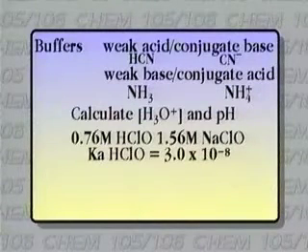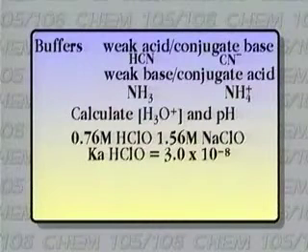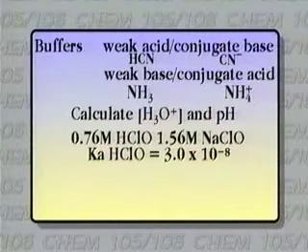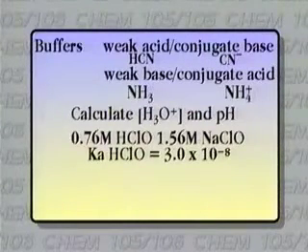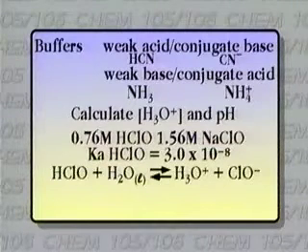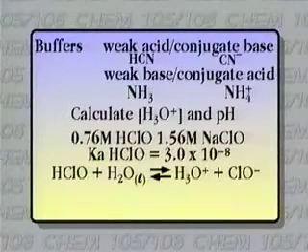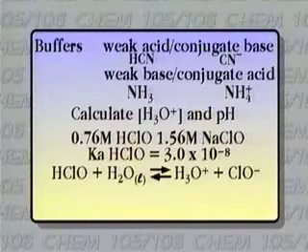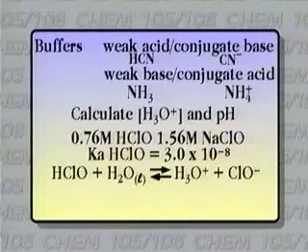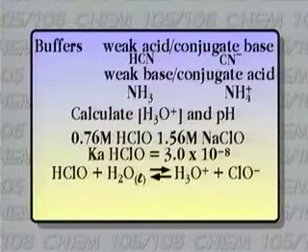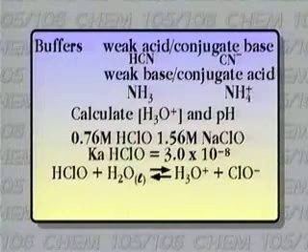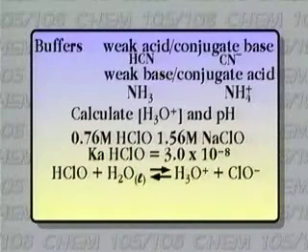Now the first thing we have to do is write an equation for the reaction of a weak acid, which in this case would be the HClO. So HClO reacts with H2O liquid to produce H3O plus and ClO minus. Okay, that's just our regular acid reacting with water, donating a proton, forming the hydronium ion and the anion.